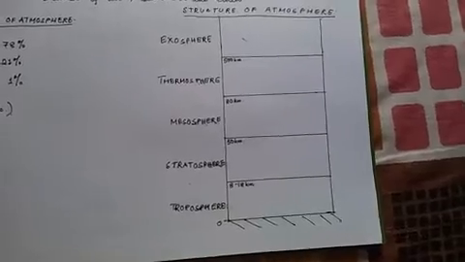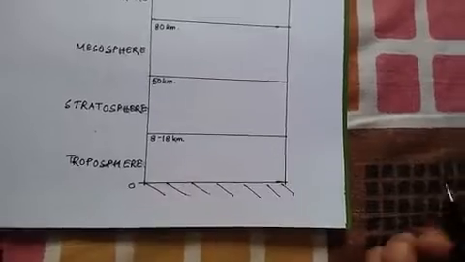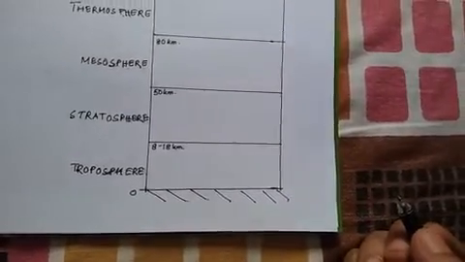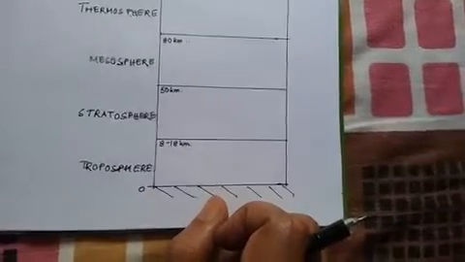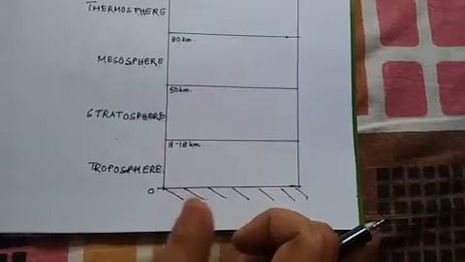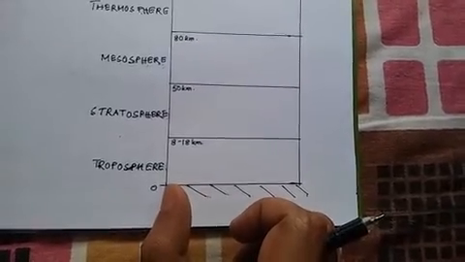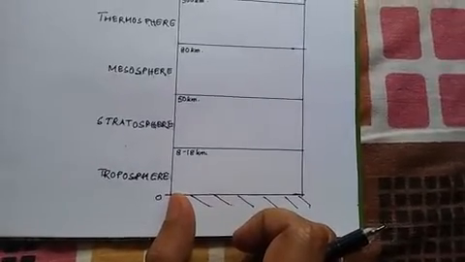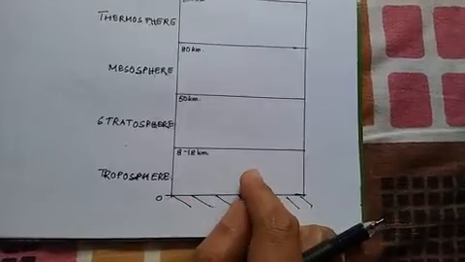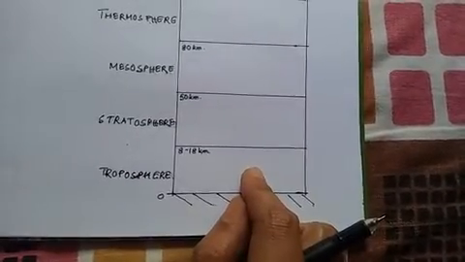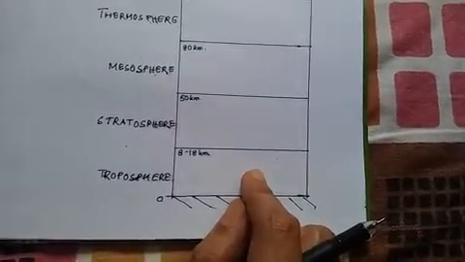So first we will discuss the first layer, that is troposphere. Troposphere, this word comes from the word tropen. Tropen is a Greek word which means turn or change. Now why do we use this word change or the Greek word tropen? Because first thing is that troposphere is the lowest layer of the atmosphere and also the most important layer.